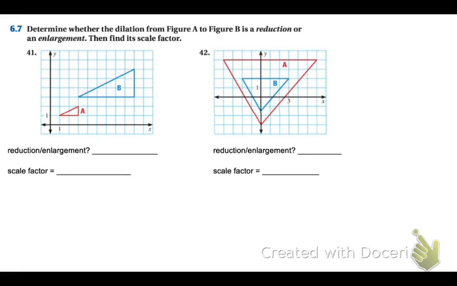Okay, so this problem says determine whether the dilation from figure A to figure B is a reduction or an enlargement, and then find its scale factor. So let's look at number 41. It's talking about the dilation from figure A to figure B. We can tell just by looking at it that triangle B is bigger than A. So this is an enlargement.